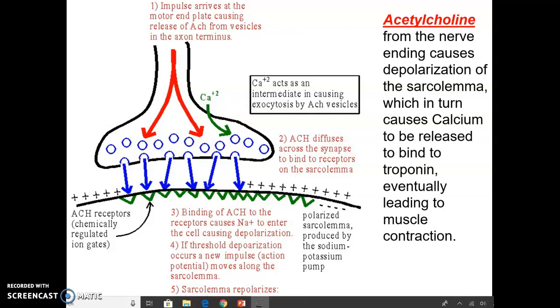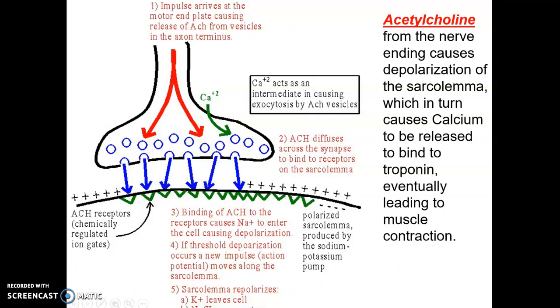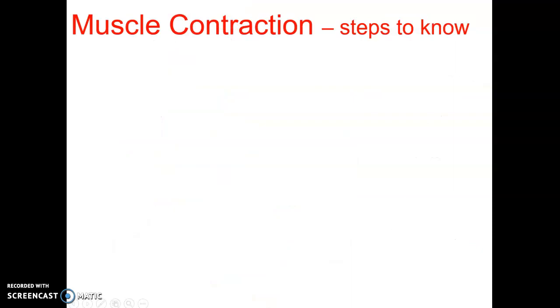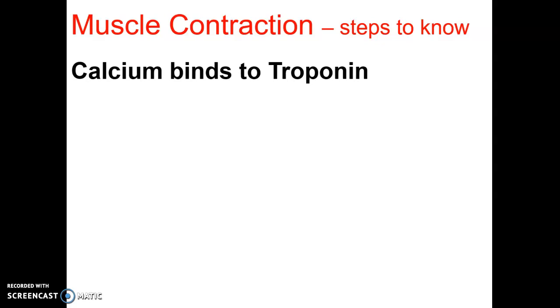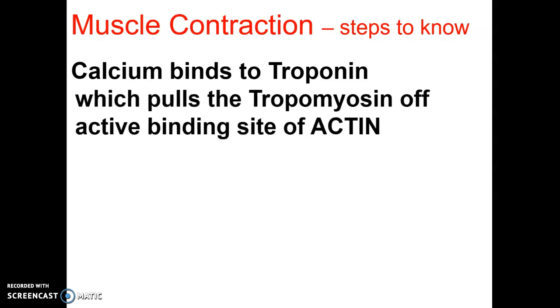So step by step, we go through muscle contraction. First phase, once the cell membrane has been depolarized by the acetylcholine, calcium is released. It binds to troponin. Troponin is like the handle on the tropomyosin.